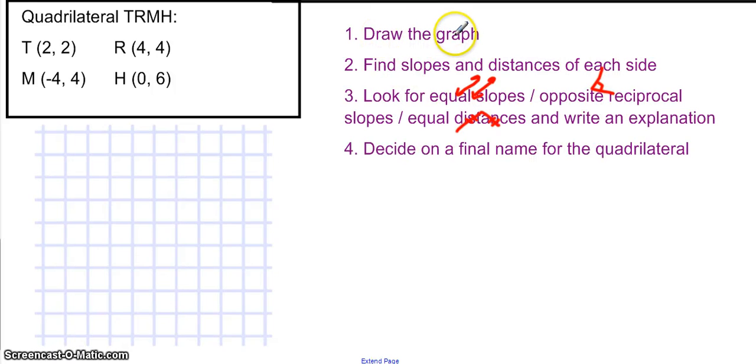1. Draw yourself a graph, just like we've done for the past couple problems. 2. Fill in the table and find all the slopes and distances for each side. 3. Look for equal slopes, those are parallel sides, opposite reciprocal slopes, those are perpendicular 90-degree angles, and equal distances, those are congruent sides, and write your explanation. 4. Lastly, decide on a final name for each quadrilateral. Is it a rectangle, a rhombus, a square, or trapezoid?